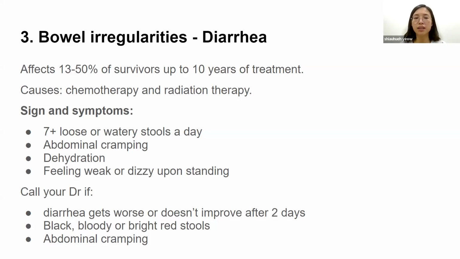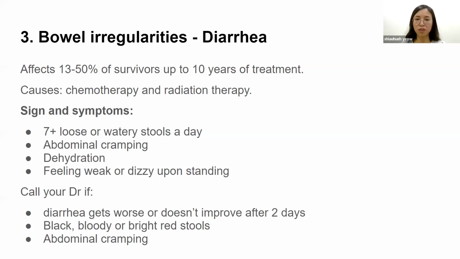Next, in terms of diarrhea, it is also a very common side effect experienced in at least 13 to 50% of the survivors, and it's usually caused by chemotherapy or radiotherapy. The signs and symptoms will be 7 or more loose or watery stools per day. Sometimes you may have a bit of abdominal cramping. Because of losing a lot of water, it can cause dehydration, and you feel weak or dizzy upon standing.